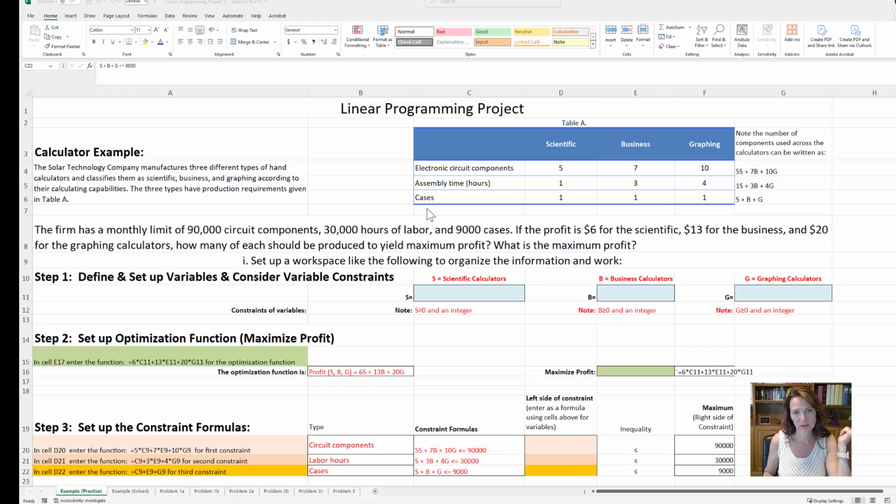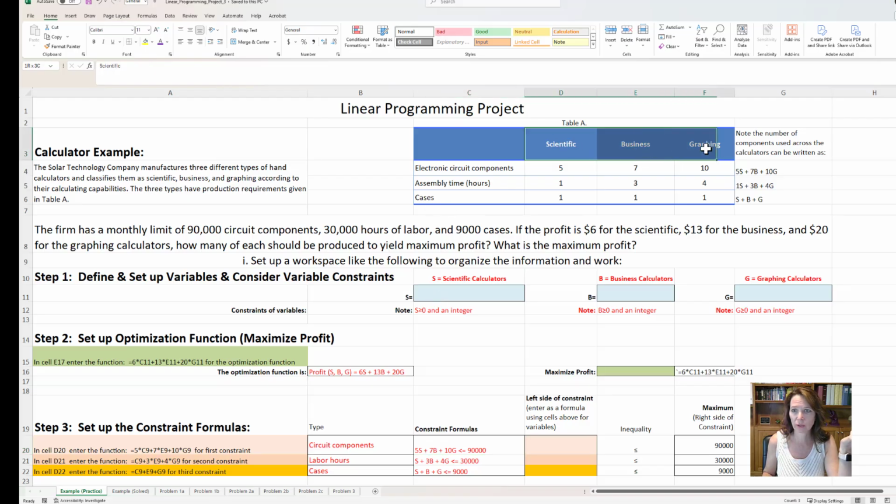Okay, I'm going to show you how to go through the example on the linear programming project for Math 1090. So first of all, everything in red here are things that you are going to have to determine on your own in future problems. So you're going to read carefully through the problem and set up those constraints.